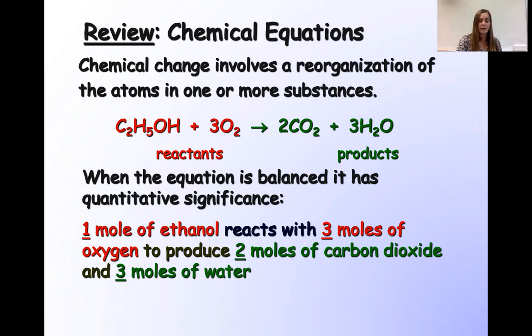So the fact that we have this understood 1 in front of ethanol and the 3 in front of oxygen means that we have 1 mole of ethanol reacting with 3 moles of oxygen to produce 2 moles of carbon dioxide and 3 moles of water. And since we know that moles are proportional to mass and to volume and to number of atoms, we can figure out how many of any of those things we might need for the reaction or how much we might produce with this reaction.